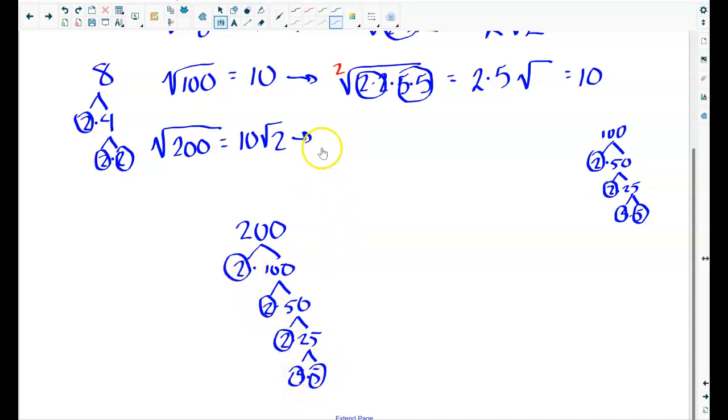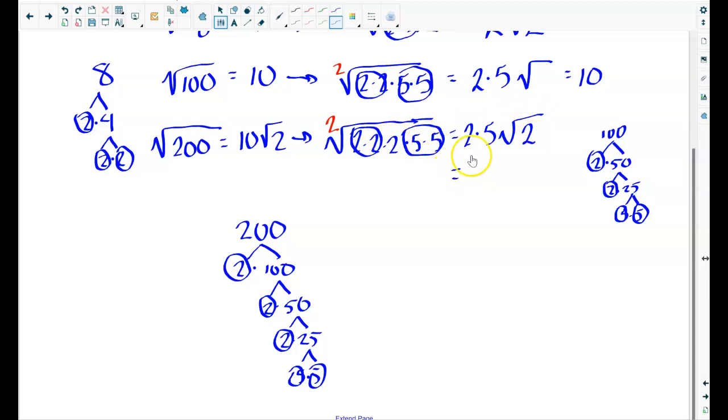I'm going to put all of those prime factors, 2 times 2 times 2 times 5 times 5, underneath the radical. The invisible 2 tells me to circle every pair. This 2 is going to stay, since he doesn't have a pair, but the others do. So I get 2 times 5 popping out, this pair and this pair. Inside the radical there is a 2, so it stays. The answer is 10 square root of 2.